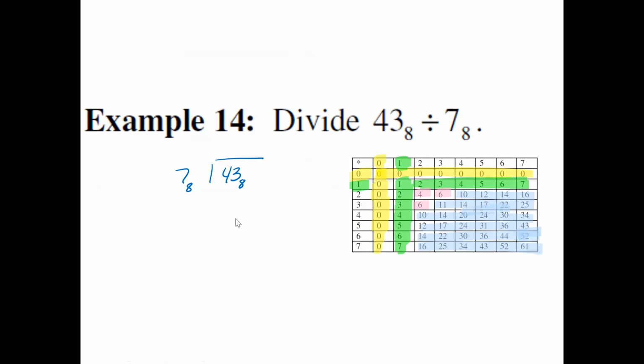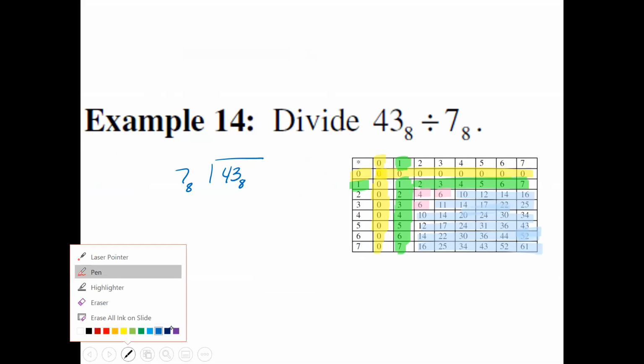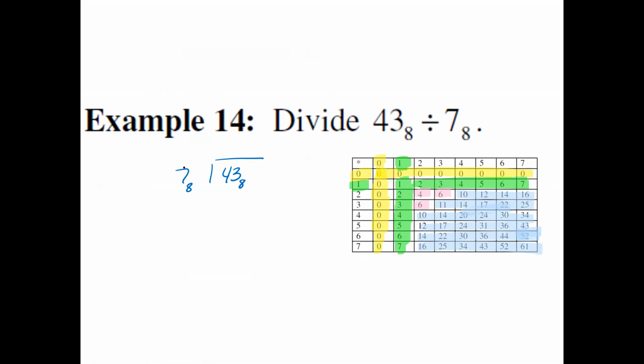When I divide this, I'm going to ask myself, well, 7 times what gives me 43? You want to find the number that's closest to it. In this situation, it's going to be a base 7 and a base 5. Well, 7 is already here, so it has to be 5. Subtract it, you get a 0. So your answer is just 5 base 8.